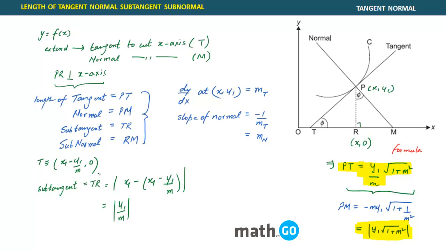Alright. And similarly, as I told you to figure out the formula for normal, though you can solve it on your own, I am again telling you the trick: if I have asked you subnormal, and if you know that the formula for subtangent is y1 by m, then replace m by, again, minus 1 by m, and this will become modulus of y1 times m. So this is the answer for subnormal. That is how you figure out subnormal, subtangent, length of tangent, length of normal. Now let's apply this concept in a particular question to just make sure that you have hold of this.